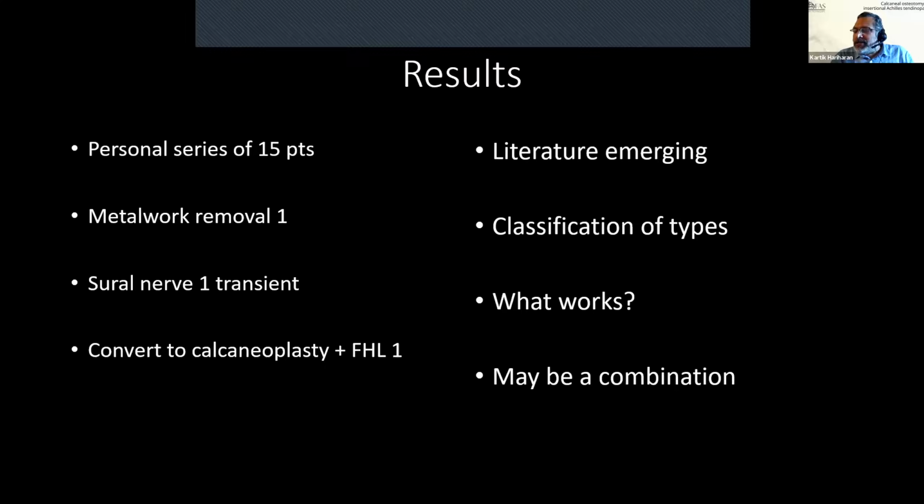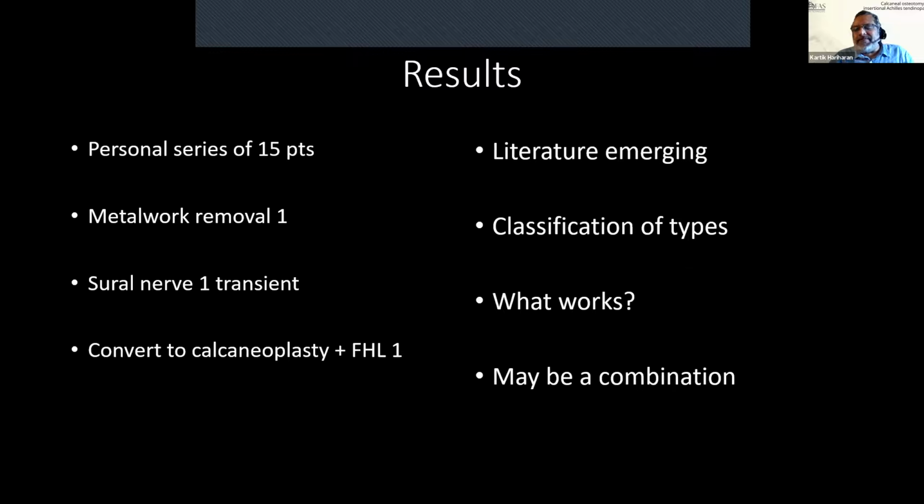In my personal results, I have 15 patients who were assessed about 3 years ago, and I found that the results were very pleasing. I had one metalwork removal due to persistent pain, although the screw was well buried. I had a transient sural nerve neuropraxia, and then I had to convert one patient to an FHL transfer after a calcaneoplasty some 2 years after I'd performed the Zadek. And I suspect I pushed the Zadek too far to be able to resolve this without the other two procedures.